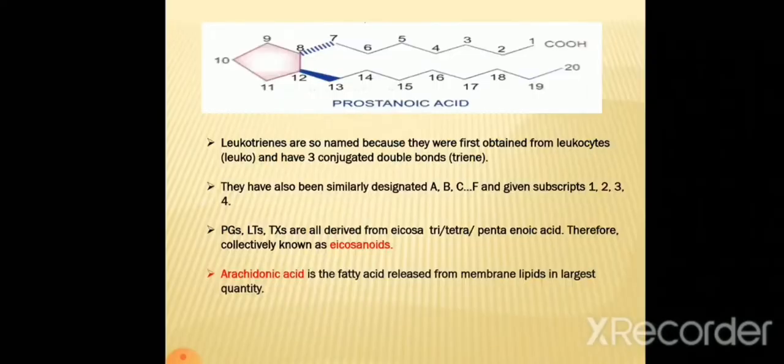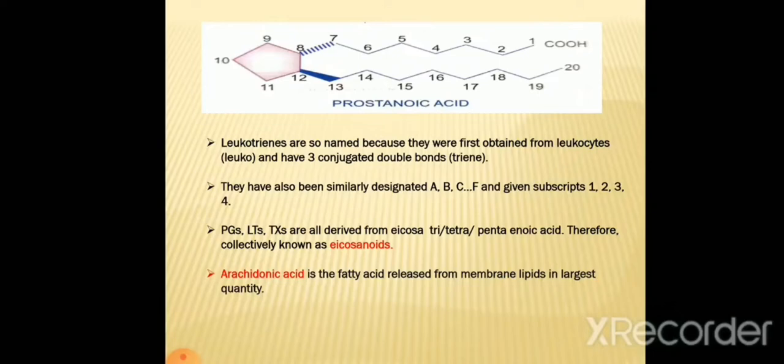So here you can see the structure of prostanoic acid. It has a 5-membered ring. 2 side chains in opposite directions are there. A substituent is there, that is COOH, carboxylic group. 2 double bonds you can see here. So this is the structure.